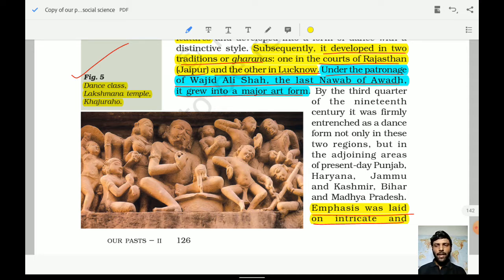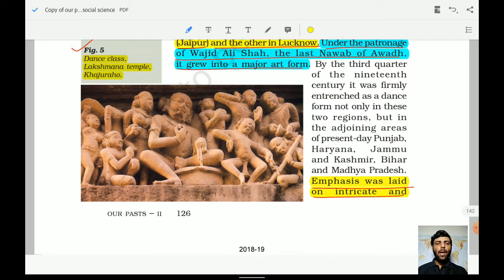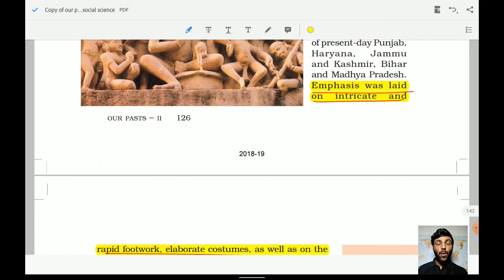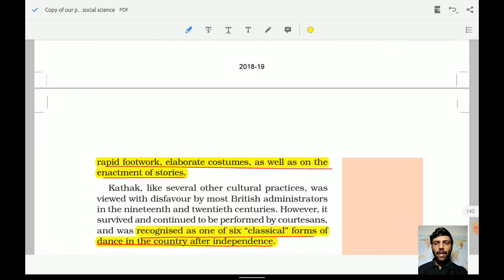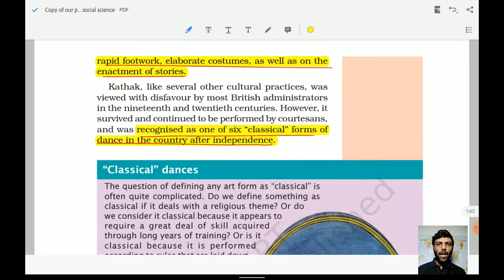It has also depicted the Lakshman temple, which was constructed at Khajuraho. So remember this. Emphasis was laid on intricate and rapid footwork, elaborate costume, as well as on the enactment of stories. These are the characteristics of this particular art form. So I would encourage you to watch any video which is related to Kathak.